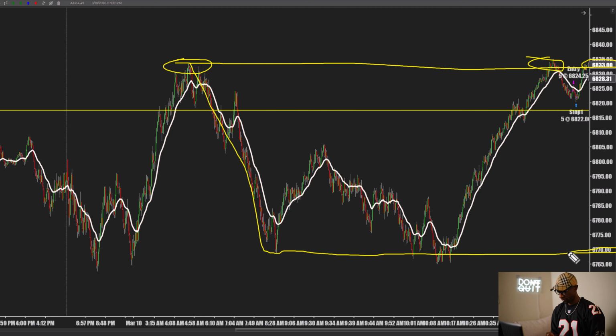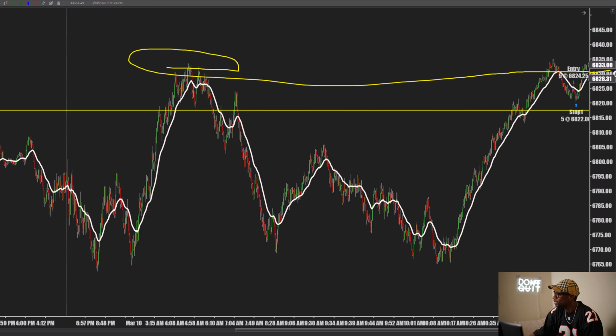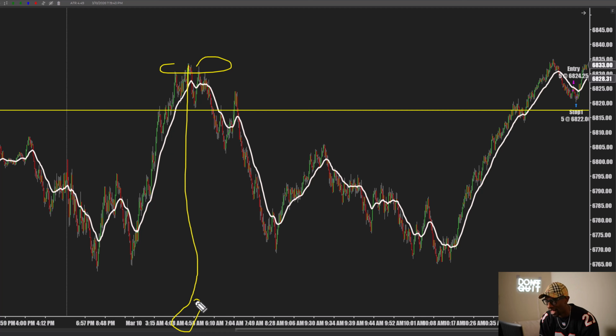Calculator time. 68.33, 67.70. We fell 63 points, all right? The last time prices came to 68.33, we dropped 63 points. The crazy part about it was that happened at 4:58 a.m. because these markets are so volatile.